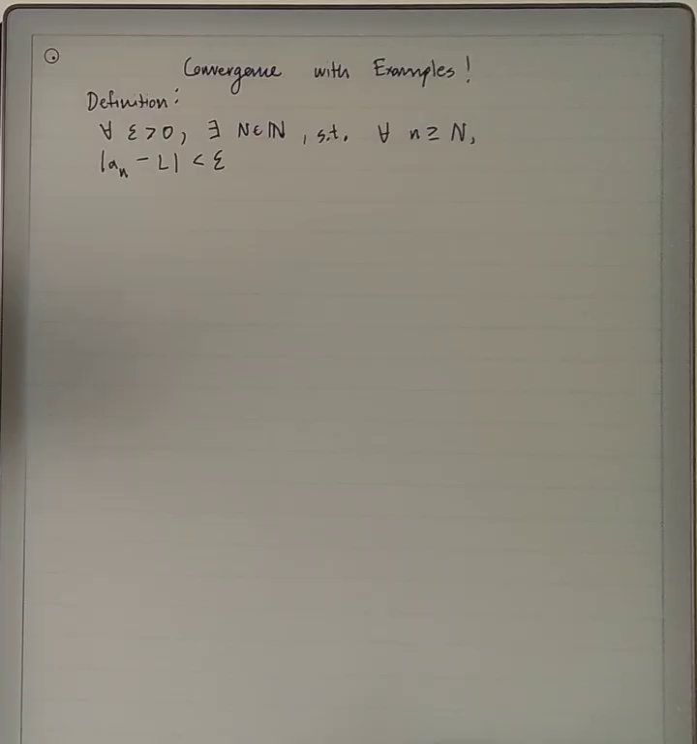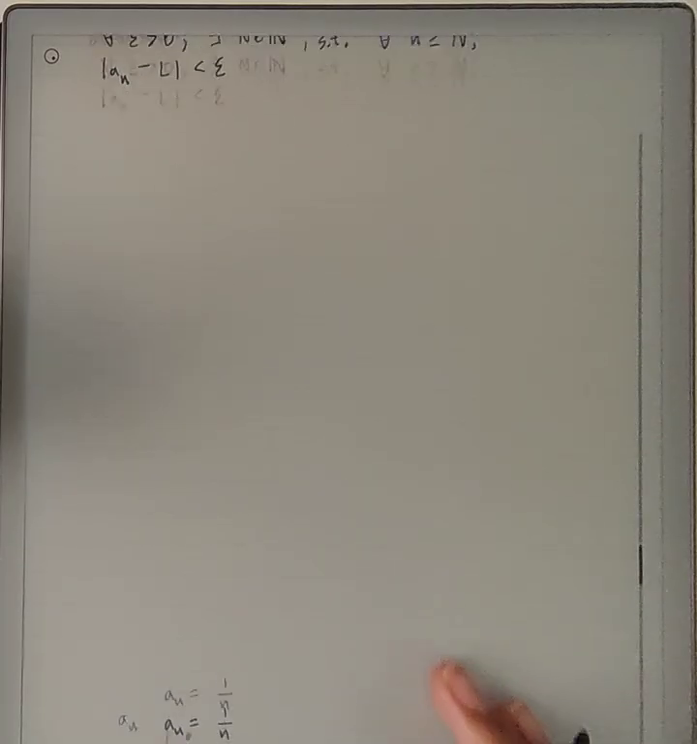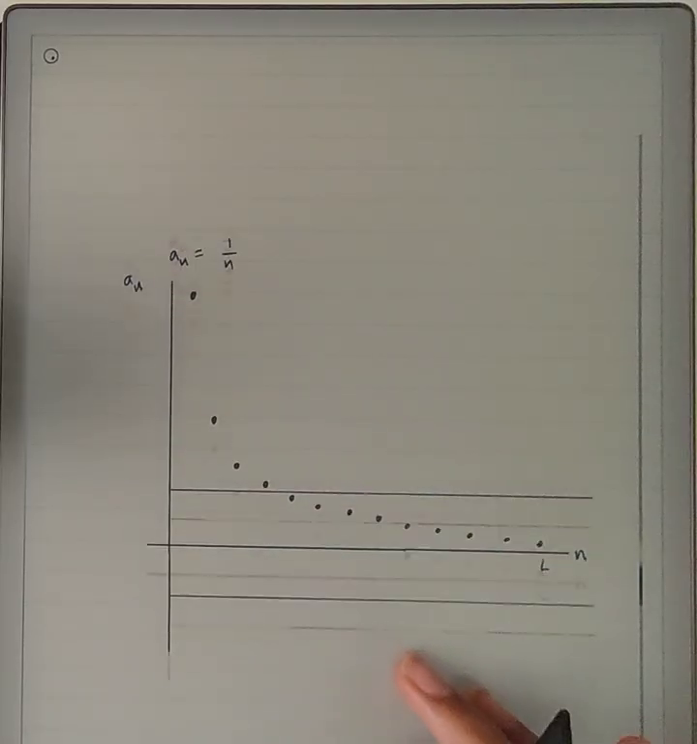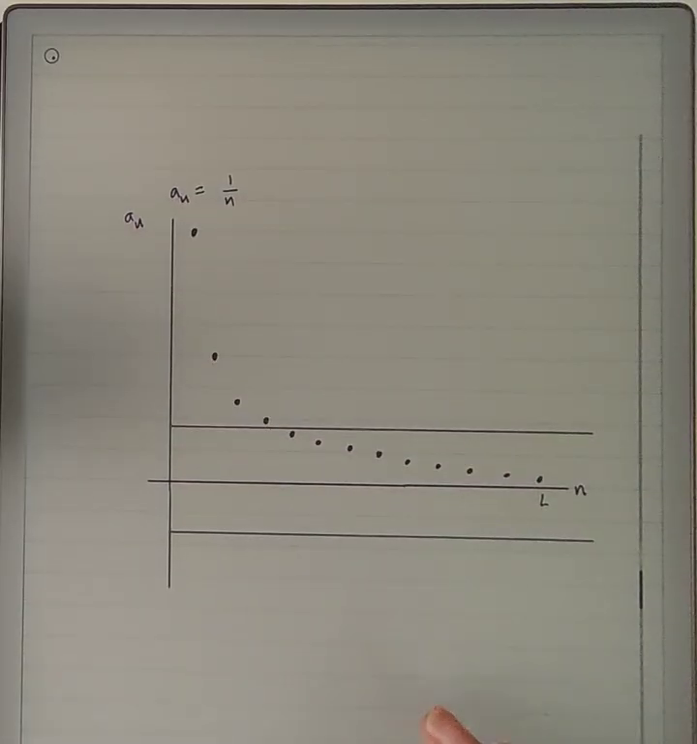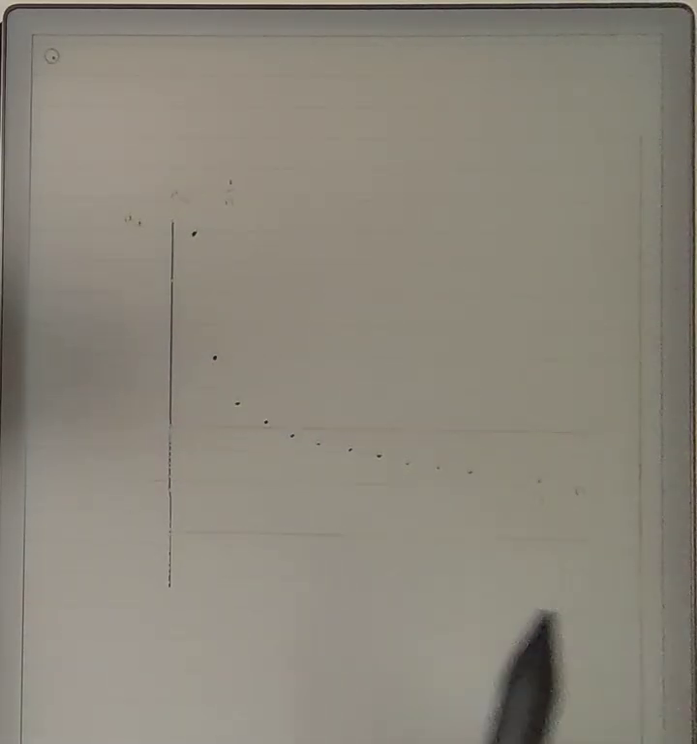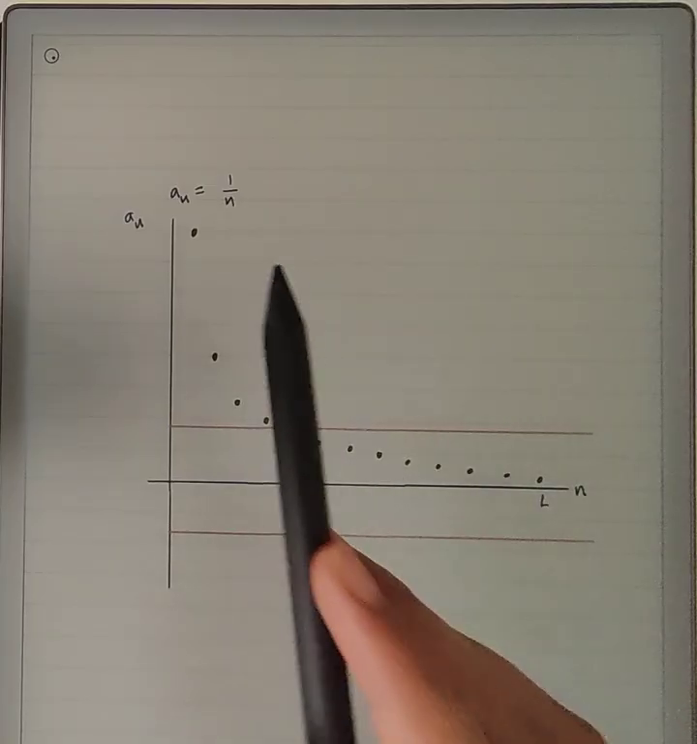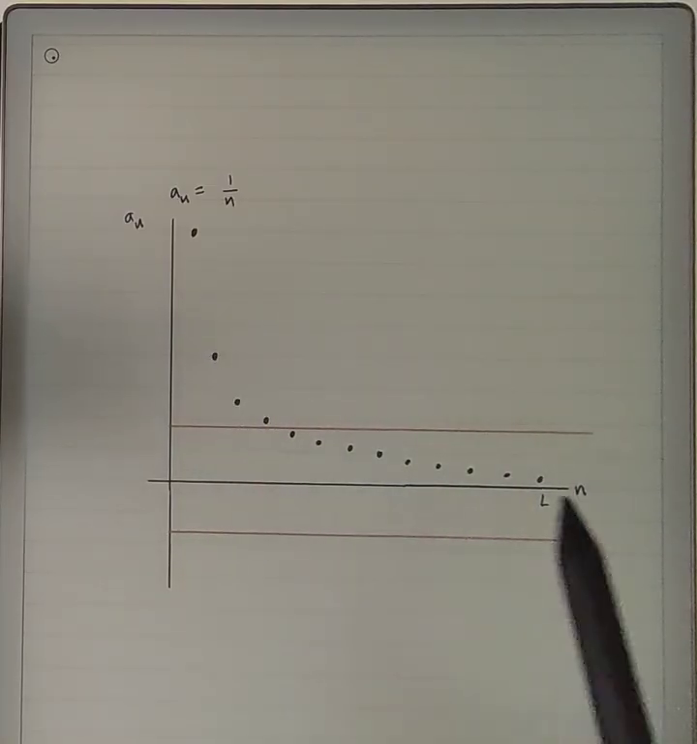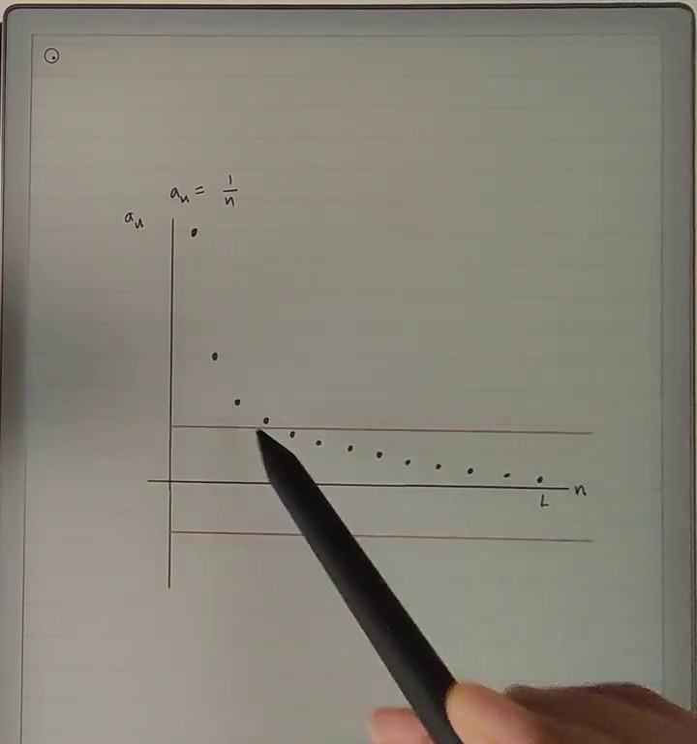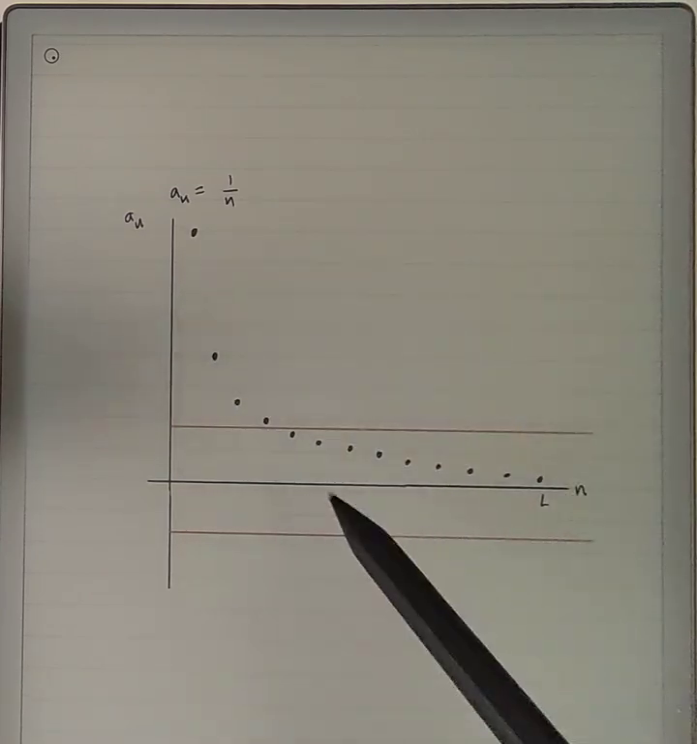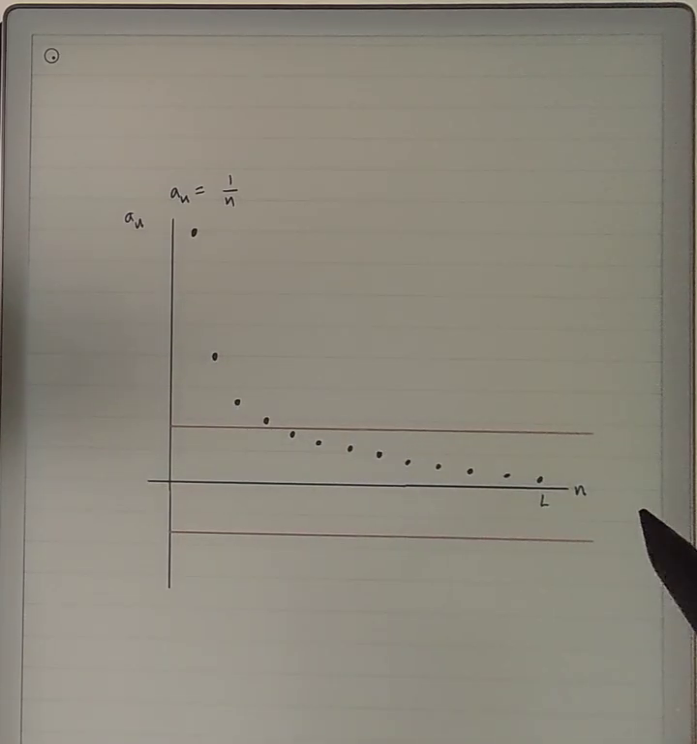Okay, so now let's go over some examples of convergent sequences. One example is a sub n is equal to 1 over n. Now, if you remember, this is also a monotone decreasing sequence, like in the previous video. That means that for each successive step, the elements in my sequence get smaller and smaller.